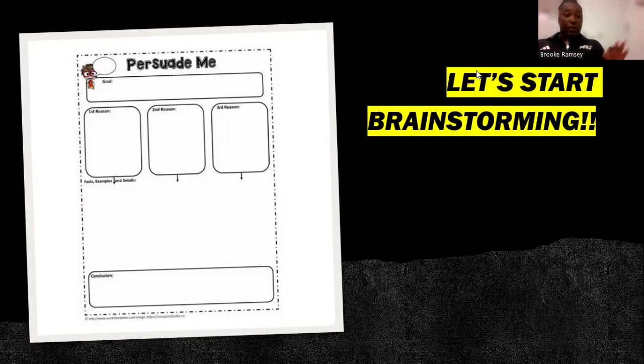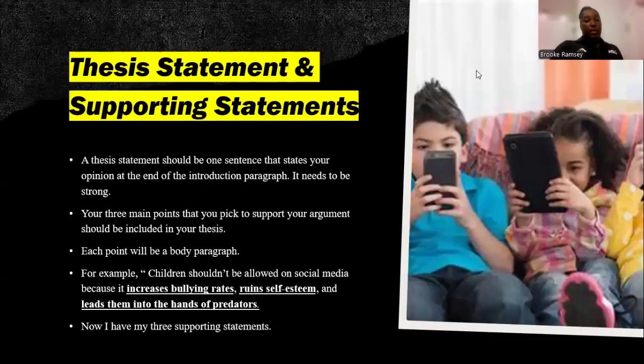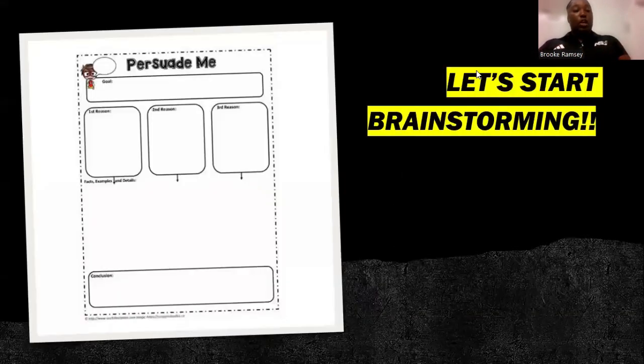So how it would be filled out if I'm talking about children and social media, and I said my thesis statement, let's go back to what my thesis statement was. In that top box, I would put children shouldn't be allowed on social media. That's just the beginning of my thesis, my thesis slash my opinion. And then underneath that box, there are three different boxes. So it says first reason, second reason, third reason.